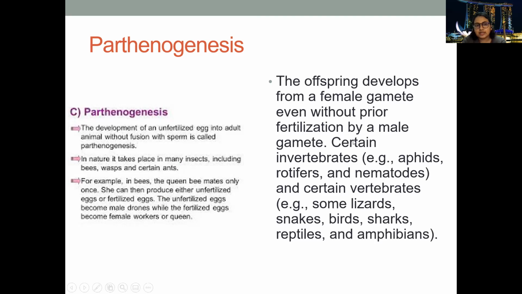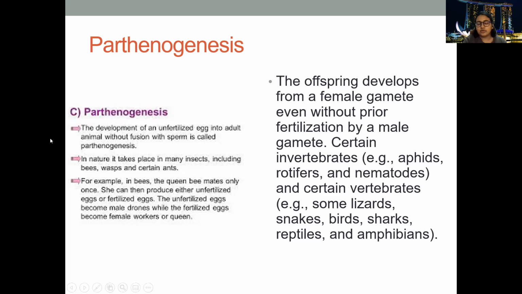Which organisms show parthenogenesis? Some invertebrates like nematodes, rotifers, aphids, and certain vertebrates like lizards, snakes, birds, sharks, reptiles, amphibians. This is very important for your short question: parthenogenesis is the development of an unfertilized egg into an adult animal without fusion with the sperm. In nature it takes place in many insects, even bees.